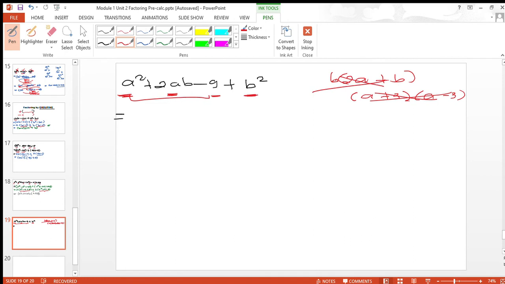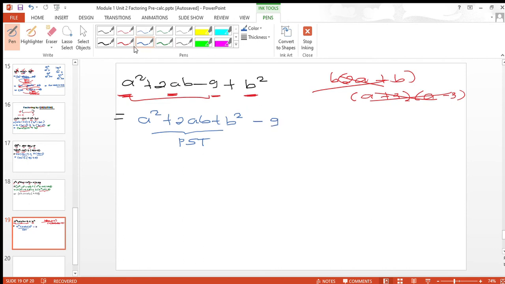So, what can we do here? Let's be observant. If you will observe, we can group a squared, 2ab, and b squared together. Why? If you group these three terms together, you will arrive at a perfect square trinomial. Obviously, it's a perfect square trinomial. And that leaves us minus 9.